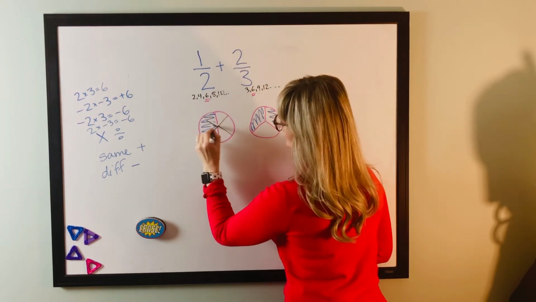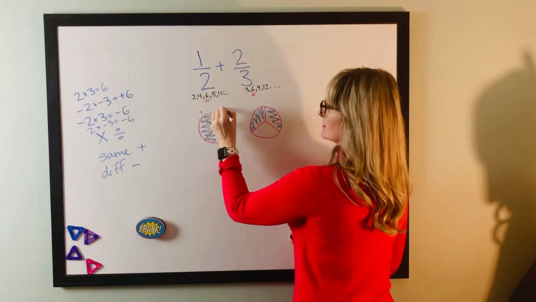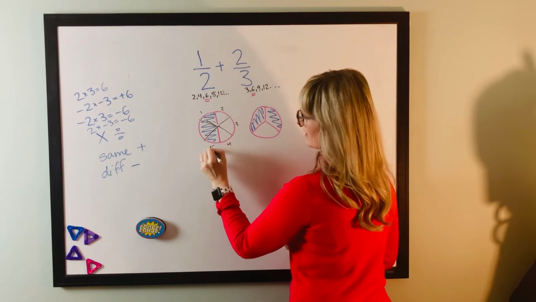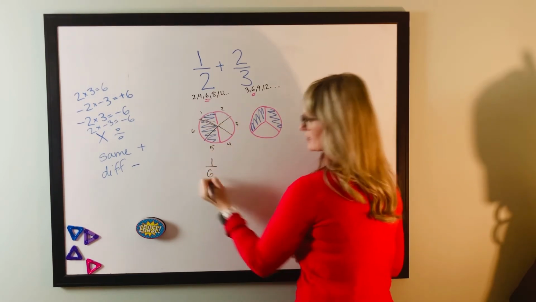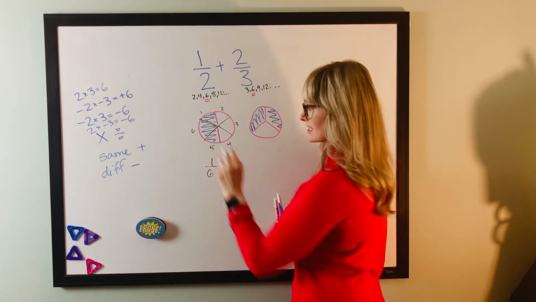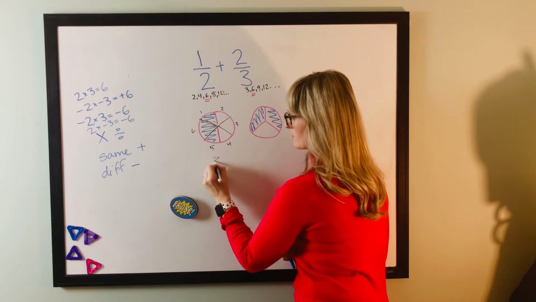It should be even sized-ish. So we have 1, 2, 3, 4, 5, 6 pieces. So that means that each piece is a sixth. Okay, how many sixths do we have on this side? 1, 2, 3. Okay, we have 3 sixths.